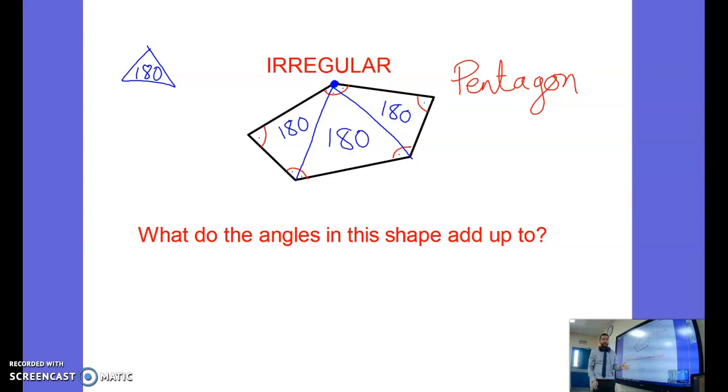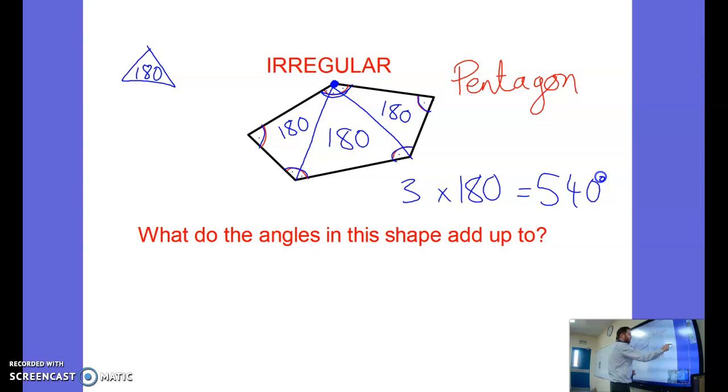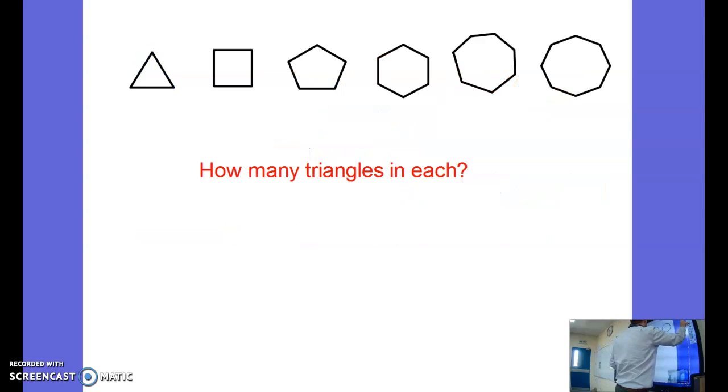So by splitting it into triangles, I've been able to work out what all of these angles must add up to. And in this case, it is 3 times 180, which is 540 degrees. So that irregular pentagon, what we did was we split it into triangles by taking one point, joining it to the others, finding out how many triangles there were. Let's look at some other shapes and see how many triangles in each of these shapes.